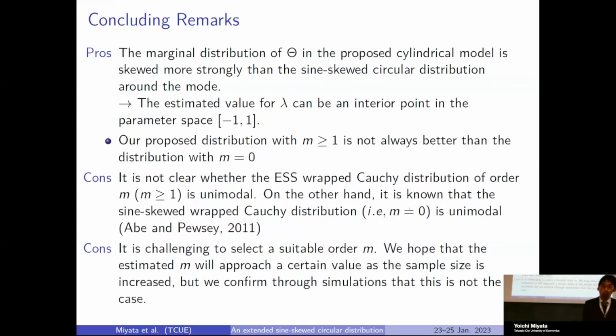Finally, I finish my talk by mentioning concluding remarks. The marginal distribution of theta in the proposed cylindrical model is skewed more strongly than the sine-skewed circular distribution. So the estimated value for lambda can be an interior point in the parameter space. But as a note, our proposed distribution isn't always better than the existing distribution. It depends on the shape of the distribution, such as the tail.